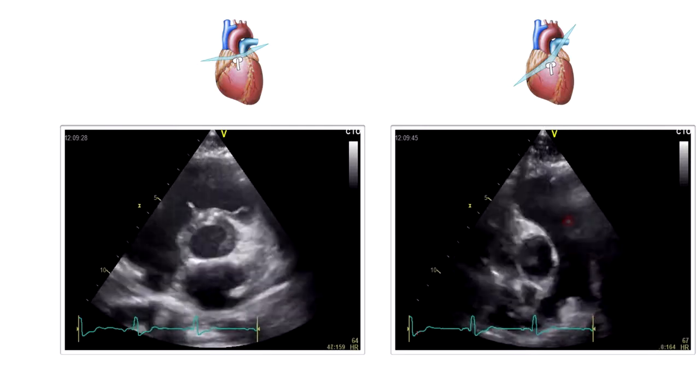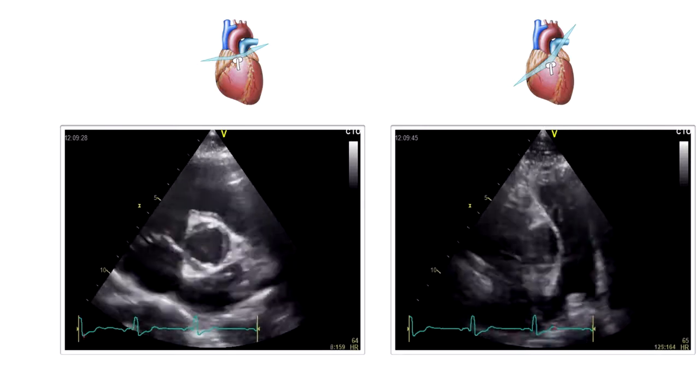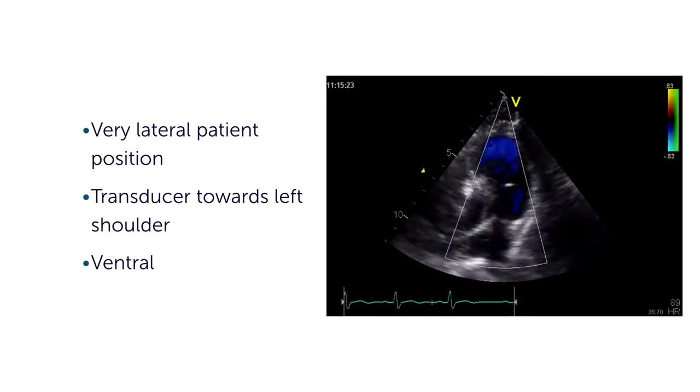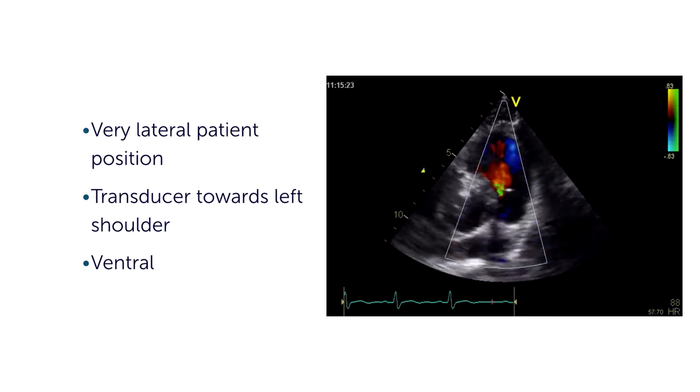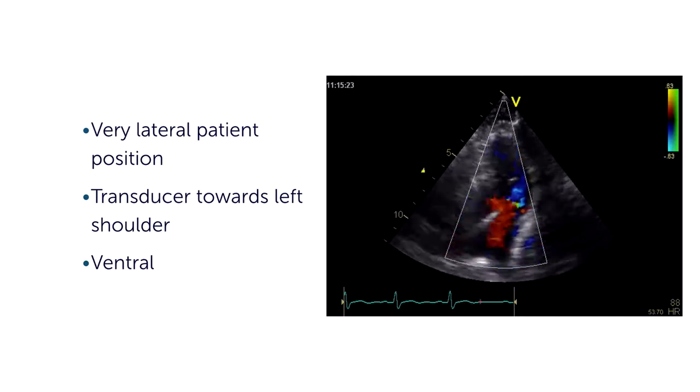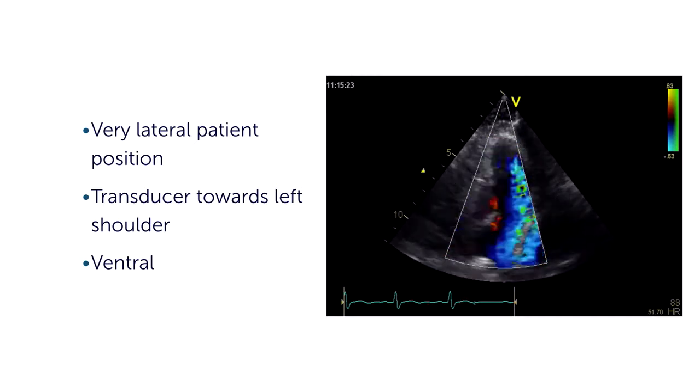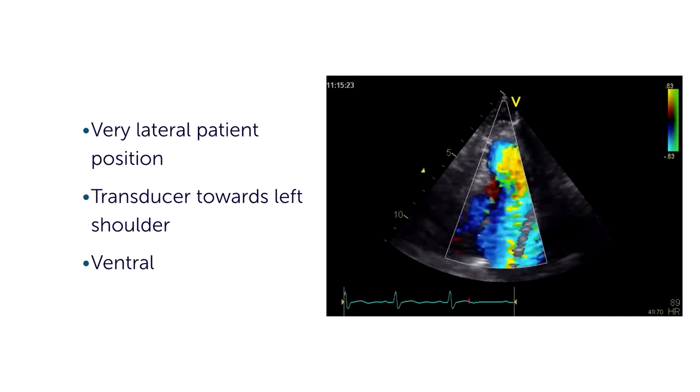So both of these views are part of a standard exam. Let's repeat some of the tricks. Position the patient so that he is in a very left lateral position. Sometimes he's almost lying on his stomach. Place the transducer more ventral and more to the left by rotating clockwise, and also let the patient sometimes exhale. This could also help you in getting good images.